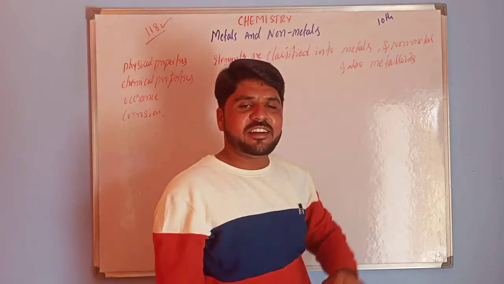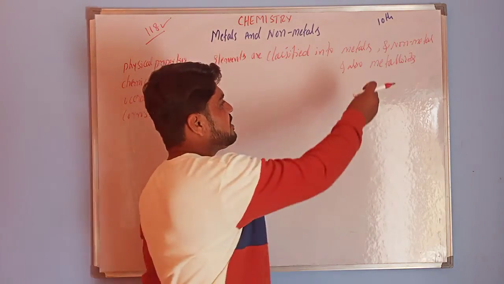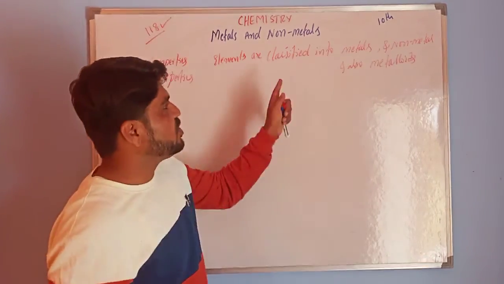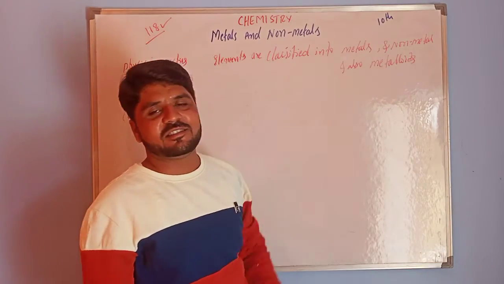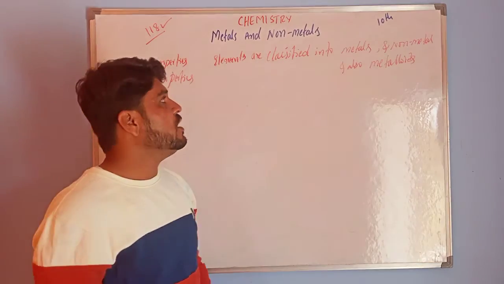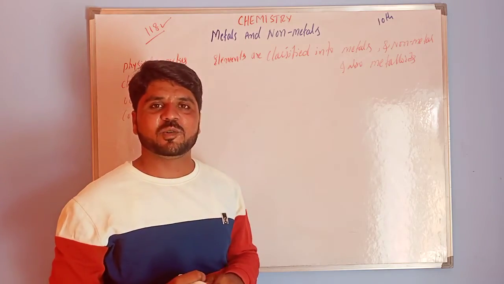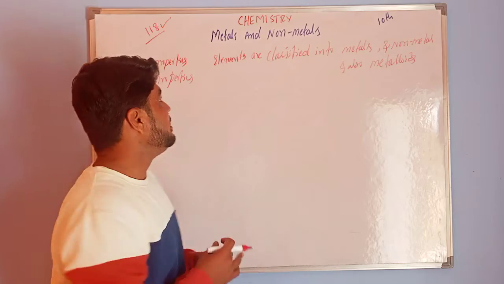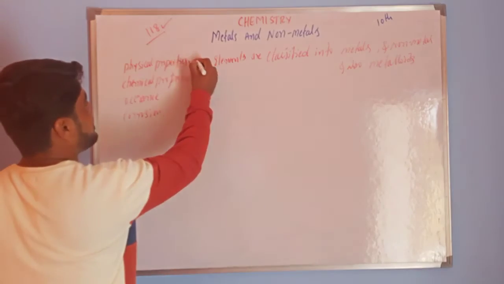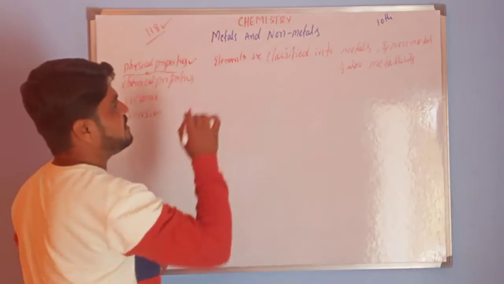What about metalloids? These have intermediate properties of both metals and non-metals, like silicon and germanium. So this is a brief introduction to metals and non-metals. In the next class we will deeply discuss the physical properties of metals and non-metals.